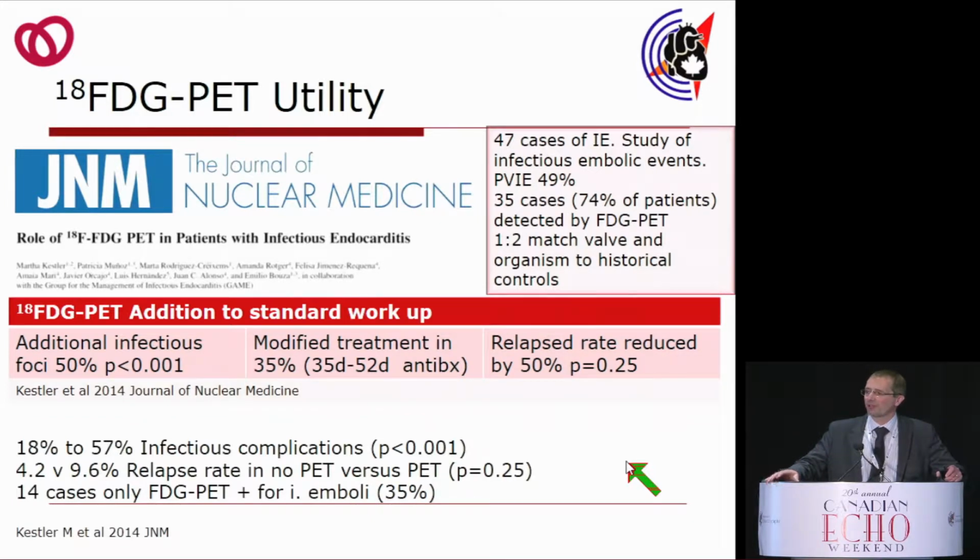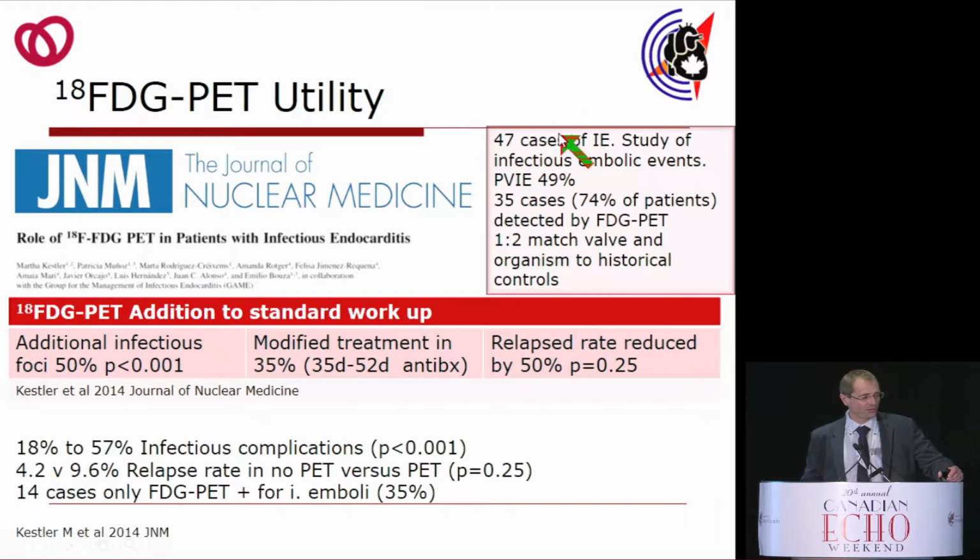Some of you will be aware there's a schema of the utility of imaging techniques. And one of the important things on the hierarchy of imaging techniques is what's the utility? How does it change patient management? So this is a group from Madrid in Spain, and they did a retrospective study. They've begun to do FDG PETs now on all their patients with suspected endocarditis.